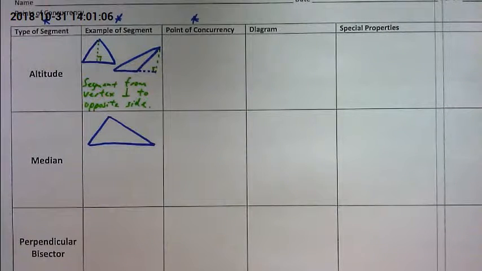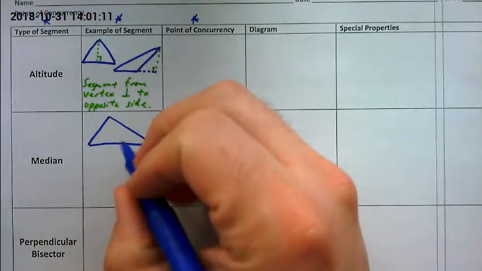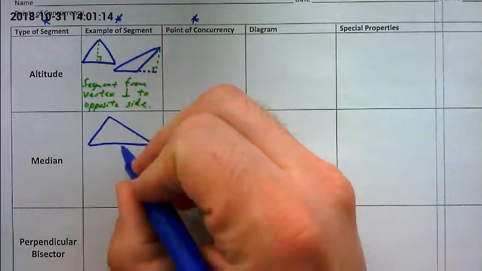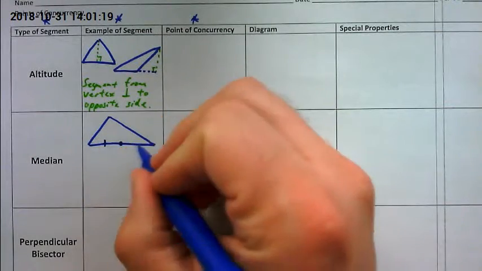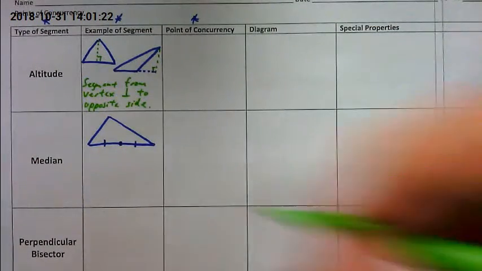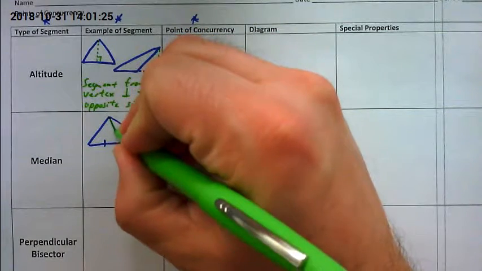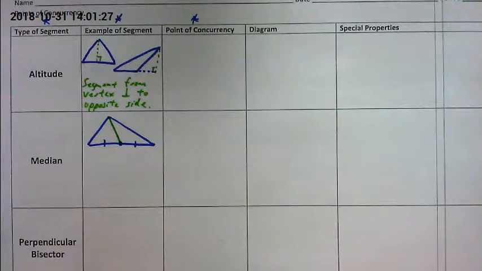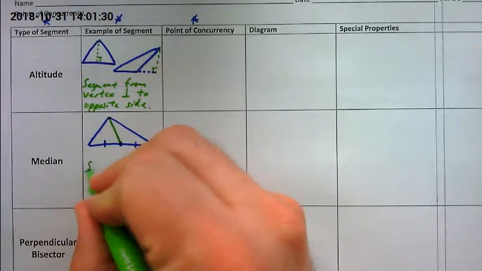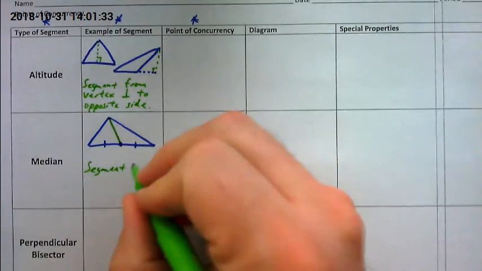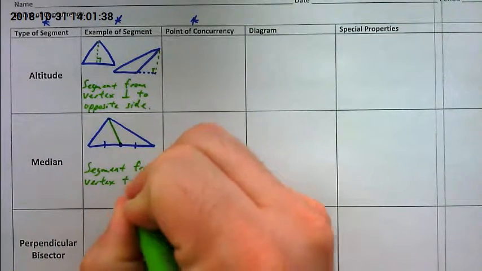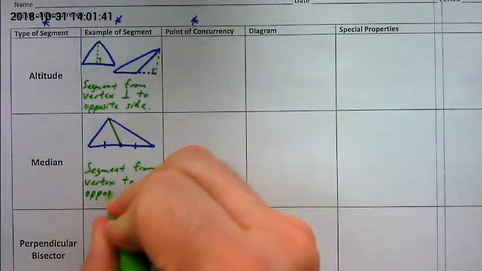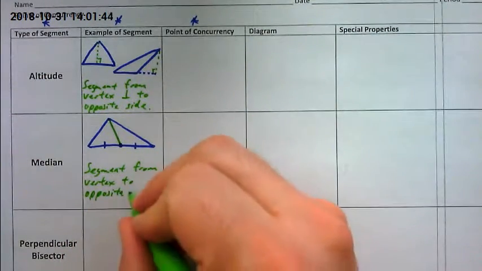So we have the median goes from the vertex to the opposite midpoint. So what I want you to label on here, on the bottom here, I'm going to try to draw on approximately where I think the midpoint would be. So I can go ahead and label these two pieces as being congruent. And the median would connect the vertex to that midpoint. So again, segment from vertex to opposite midpoint.